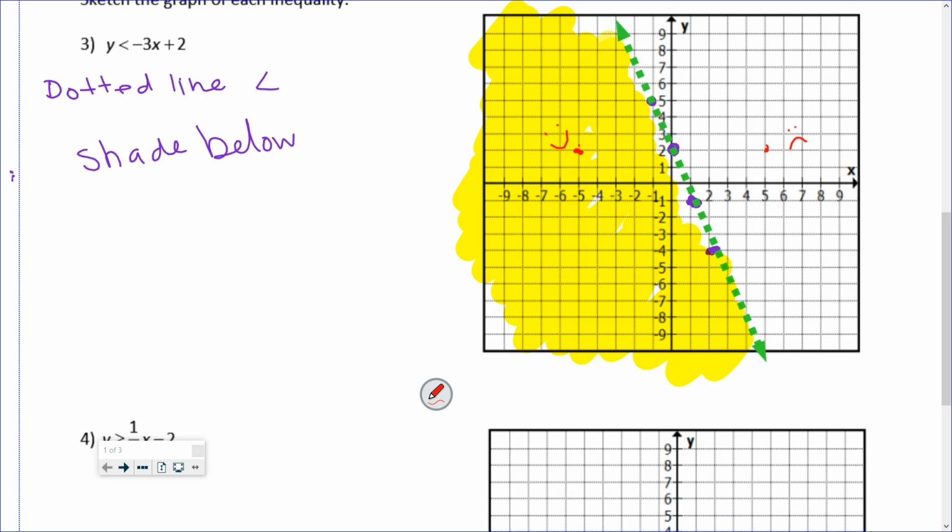Okay, how about our y-intercept right here of 0, 2? Is that going to be a solution? No, it is not. Okay, because my line is dotted. Because our line is dotted, that is not going to be a solution. All right, good. Yes, sir. Because it said less than, so I had to go below. Less than means shade under.